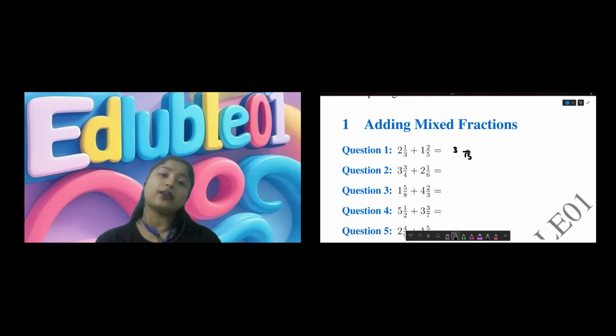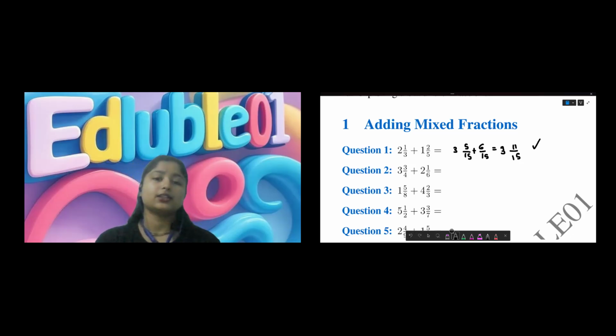And in the first fraction, it's 1. So 5 times 1 is going to be 5 only. And in the second fraction, it's 2. So 3 times 2 is 6, 6 over 15. Sorry, this is plus, right? This is going to be 3 plus 11 over 15. This is the first answer. This is how you do it.